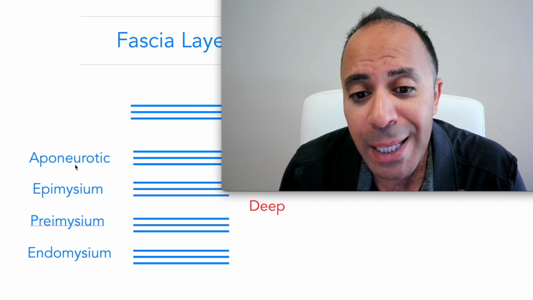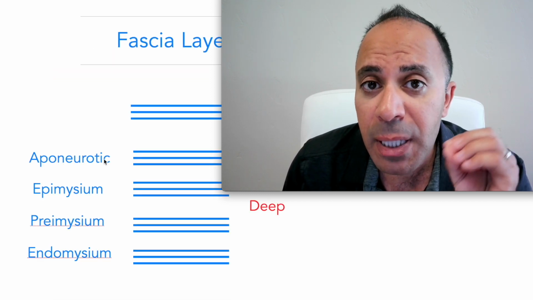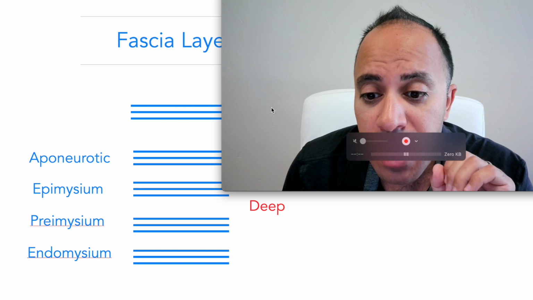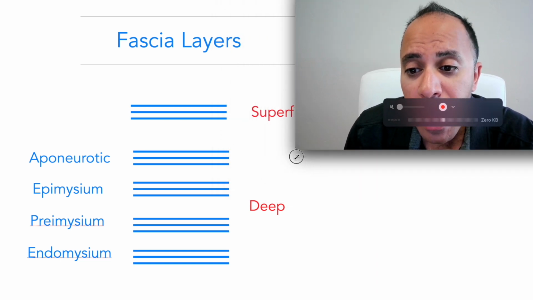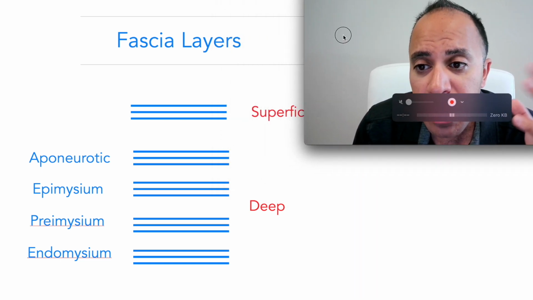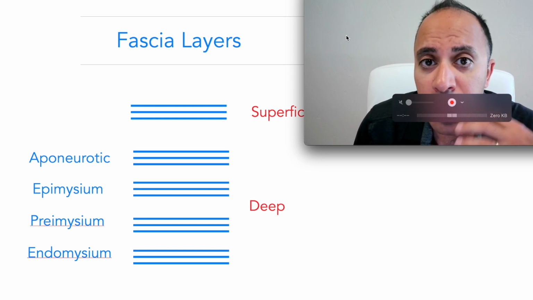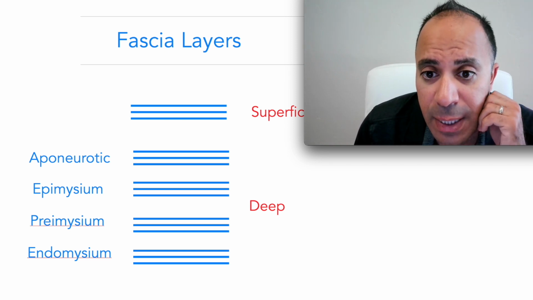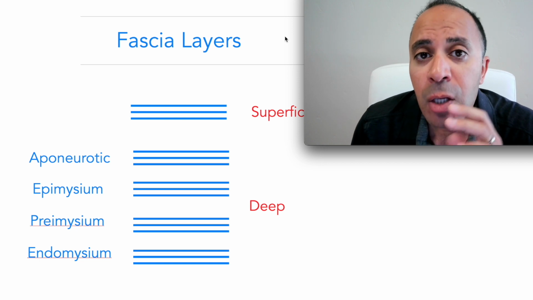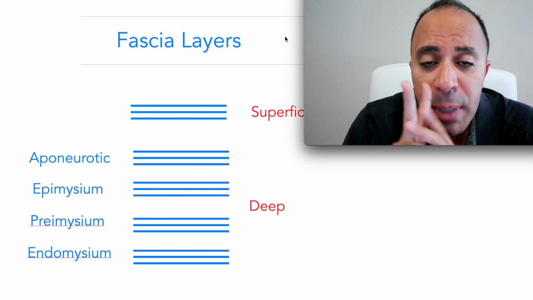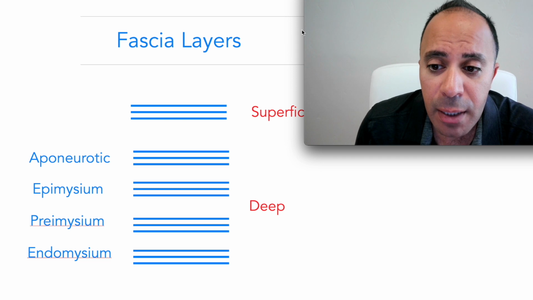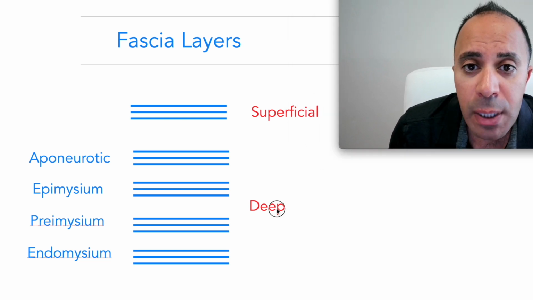Very complex system, but the treatment is extremely simple. But I have to go over the system to appreciate why we need to work on different layers of the system. Okay, so the fascia system is divided into two main categories. One is the superficial layer, as you see here, and one is the deep layer.